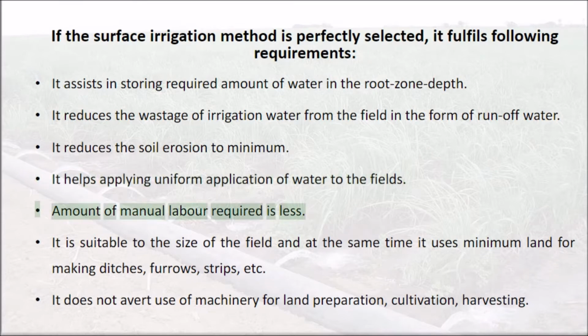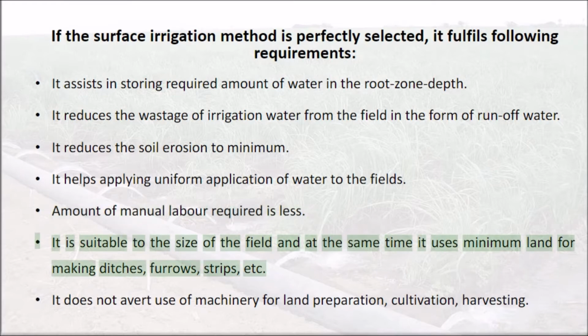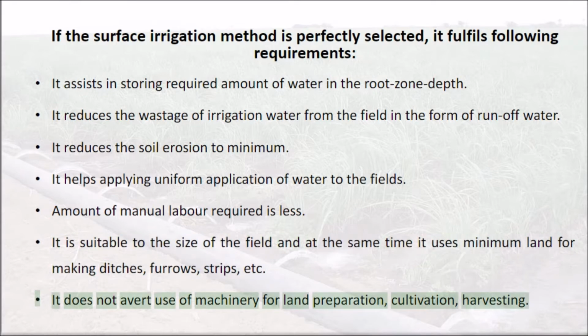The amount of manual labor required is less. It is suitable to the size of the field and at the same time it uses minimum land for making ditches, furrows, strips, etc. It does not prevent the use of machinery for land preparation, cultivation, and harvesting.